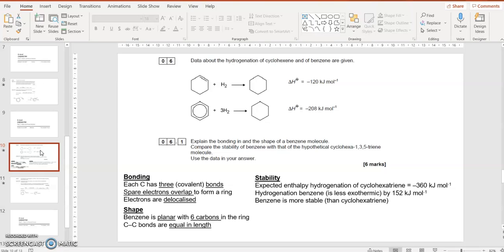It's not giving out that missing amount of energy. It's giving out less energy than it should do. It's giving out 152 kilojoules of energy less than it should do. That means it's more stable. Something that gives out less energy is more stable. Something that gives out a lot of energy, say for example a firework, is unstable. So the fact that it's not giving out that 152 kilojoules of energy means that it's much more stable than expected.